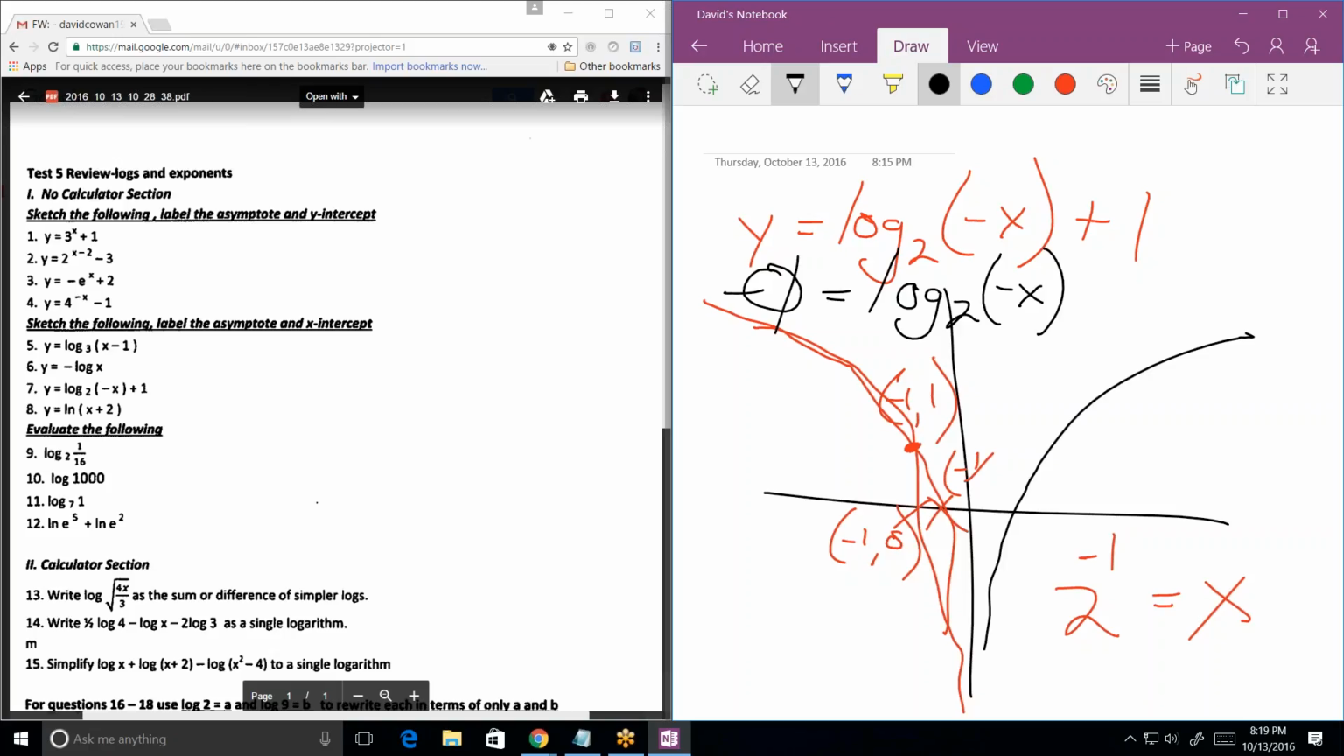Question is, how do I solve that? Oh, I see what the problem was. It's 2 to the minus 1 equals negative x, which means x does equal minus 1/2. In other words, 2 to the minus 1 is 1/2, but I need to take the negative sign that was on the x, move it over, so there is my x-intercept at negative 1/2. Okay.